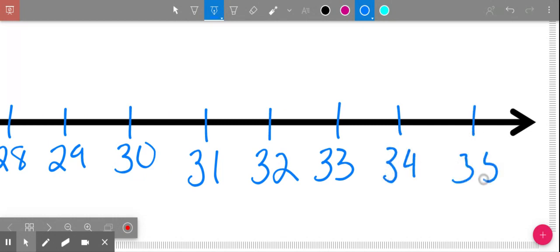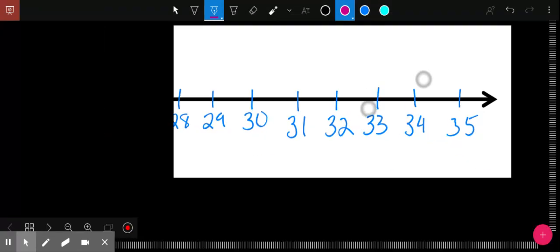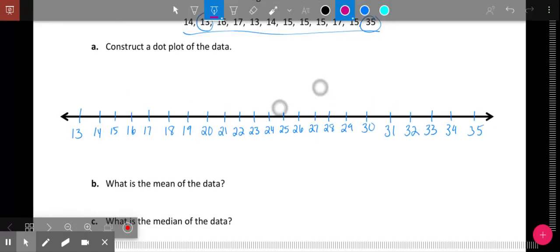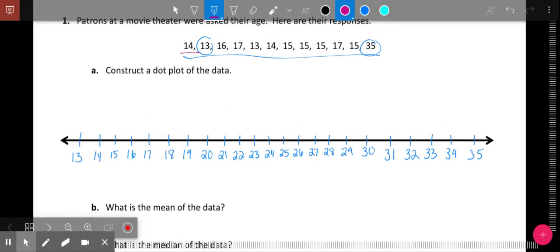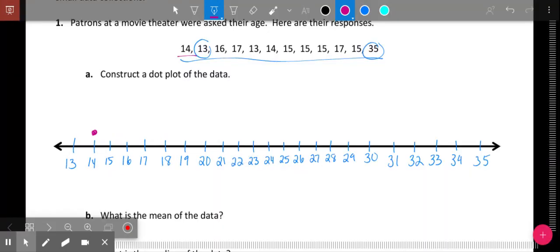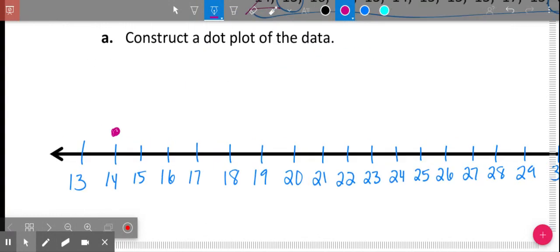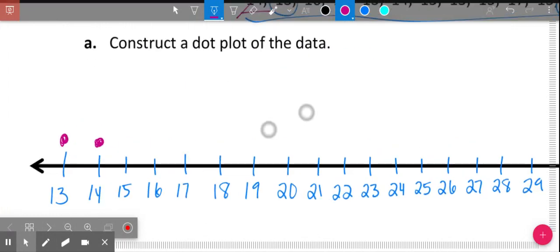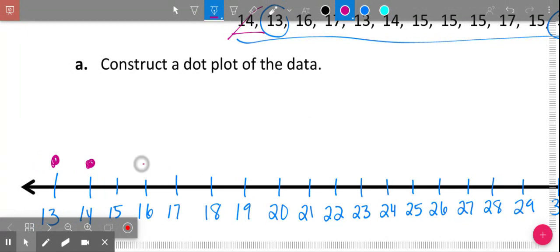All right, so now we can plot all of our data points, and really we're just putting a dot above each data point that we use. So we have a dot that needs to be on 14, so we're going to put a dot above 14. Okay, now we have one above 13, above 16, 17, and another one above 13. So you can see that we're really just placing these dots to represent their ages.